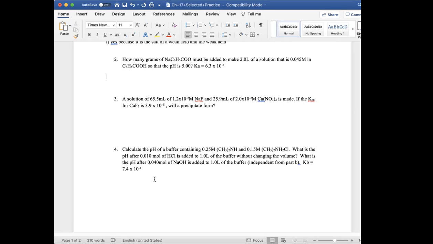Okay, so since we're mixing, the volumes are going to increase. We're only going to be concerned with the common ions here. Let's add the 65.5 to the 29.9, and tell me what you get. 91.4. And divide that by 1,000. You should get 0.094. So this is the V final.